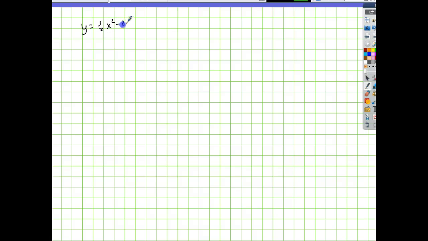squared minus 2x. The derivative is what, Mr. Hummer? X minus 2. Got it? Everybody happy with that? All right. And then if I do y equals 1/2 x squared minus 2x plus 1, the derivative of that would be? X minus 2.